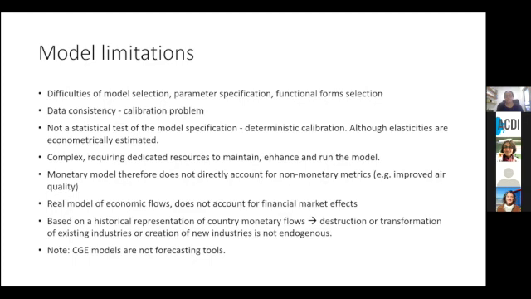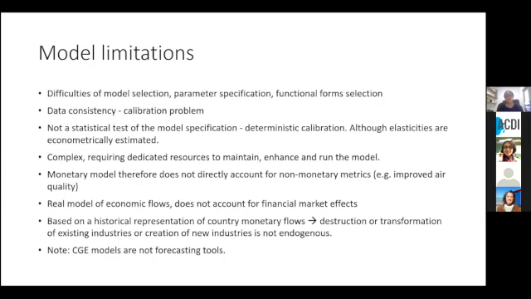It doesn't include non-monetary metrics, because it's a monetary model. So, for example, thinking about the impacts of improved air quality is something that one would need to exogenously include into the model through one of the other variables. It is a real model of economic flows, so it doesn't account for financial market effects, although there have been increasing efforts into building financial CG models, which can take this into account.